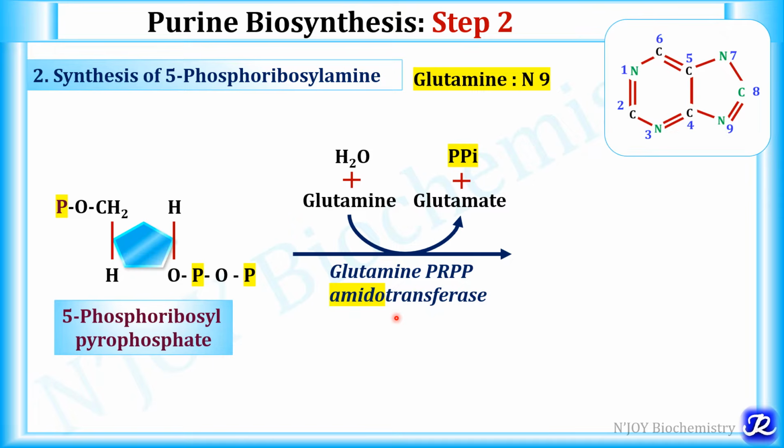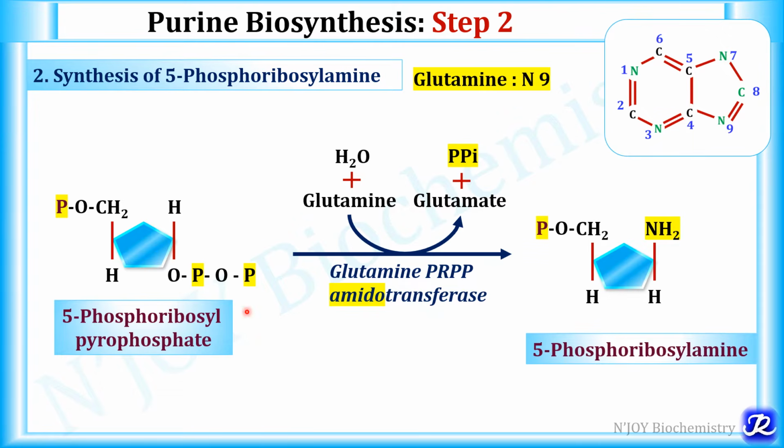This reaction is catalyzed by glutamine PRPP amidotransferase. So there is transfer of an amido group. That's why it is an amidotransferase. Glutamine transfers to PRPP, that's why glutamine PRPP amidotransferase. So the pyrophosphate is removed and there is addition of this amino group and it becomes phosphoribosylamine. So this is the second step of purine biosynthesis.